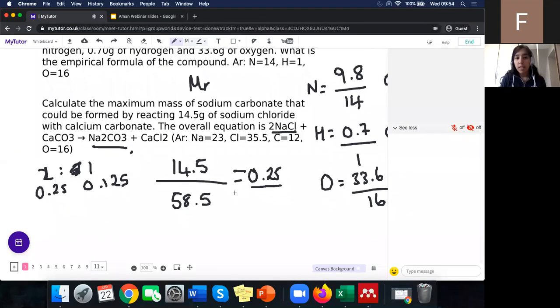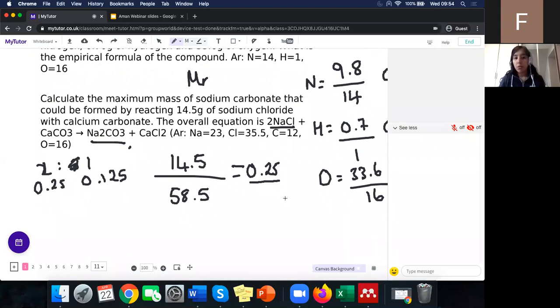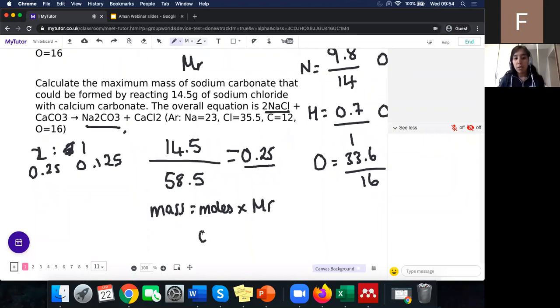And then to calculate the mass of sodium carbonate, all we need to do is rearrange our equation, which is moles equals mass over MR, to say that the mass equals the number of moles multiplied by the MR. And the number of moles we've said is 0.125. And the MR of sodium carbonate will be 23 times 2, which is 46, plus 12, which is 58, plus 3 times 16, which is 48, which gives us 106. So 0.125 times 106, what does that give us then as a final mass of sodium carbonate?